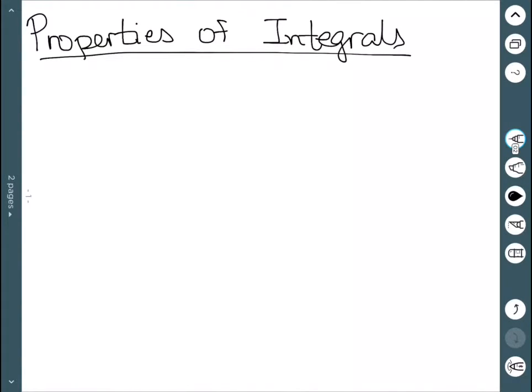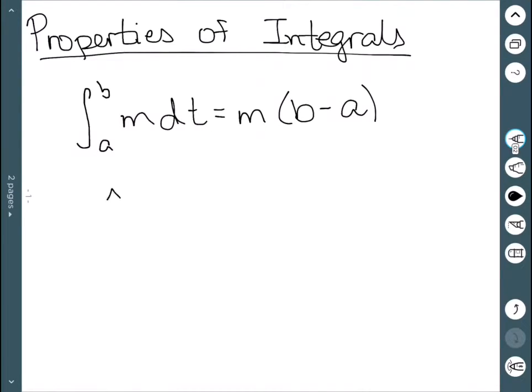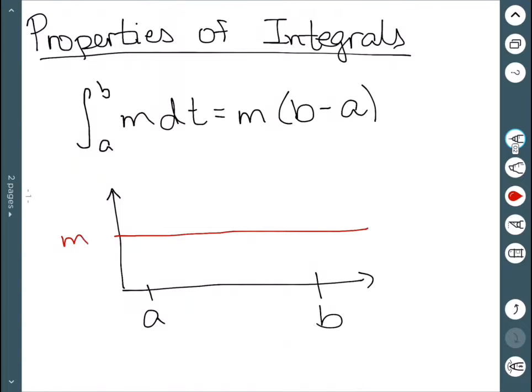Here we'll look at a few properties of our definite integrals. Our first is if we integrate a number m through the interval a to b, the result will be m times b minus a. The idea is, if we have some interval from a to b, and we have a constant function at m, the area underneath is simply going to be a rectangle. The height of the rectangle is m, and then the length would be b minus a. So we can easily compute this area.